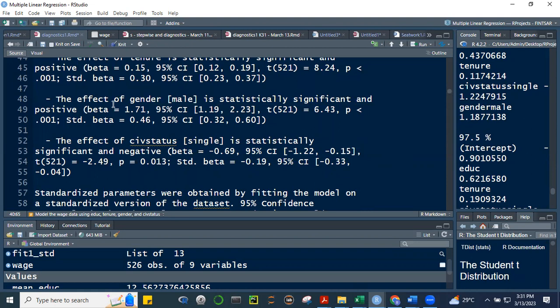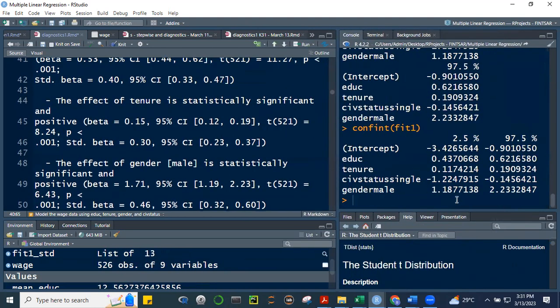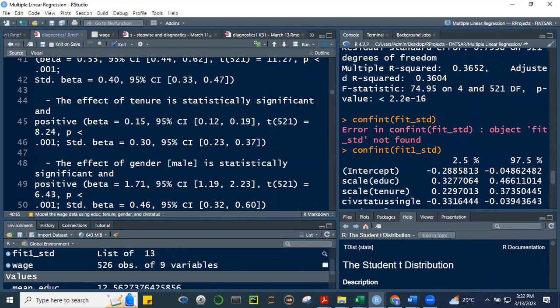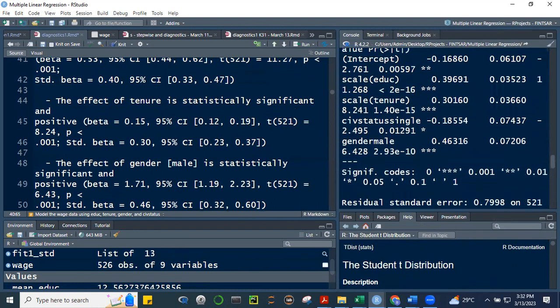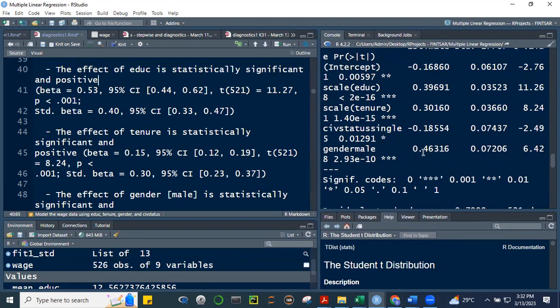So let's check this. For example, si male, statistically significant and positive, beta is 1.71. You also have your confidence interval, which we can see here. Dito si male, 1.19 and 2.23. Tapos yung standardized beta niya, 0.46. It should be here. Si male, 0.46. Ito, no? Yung standardized beta niya, this one, 0.46.